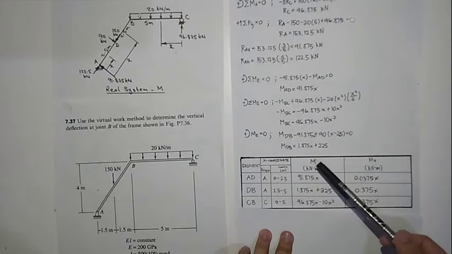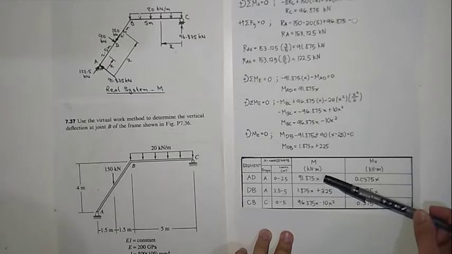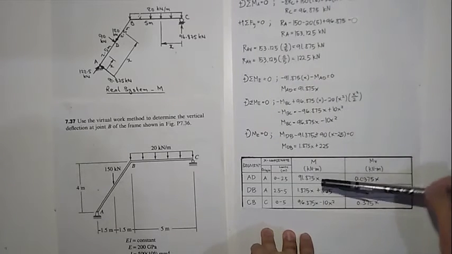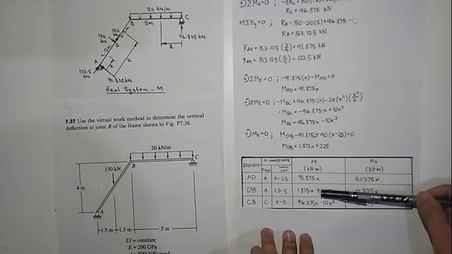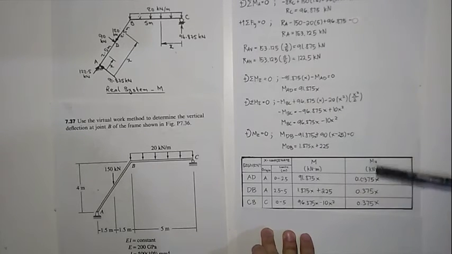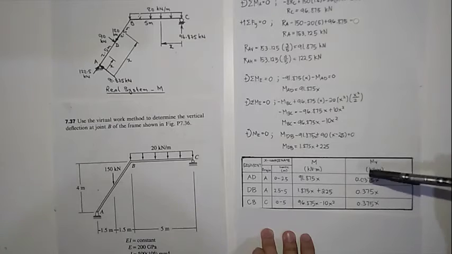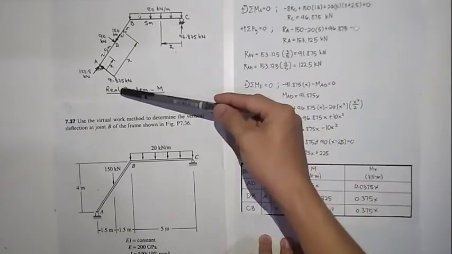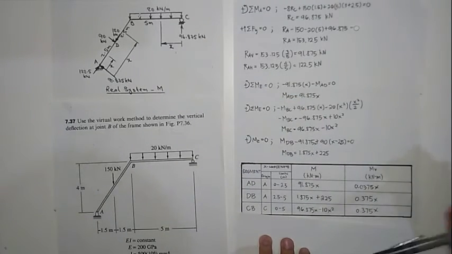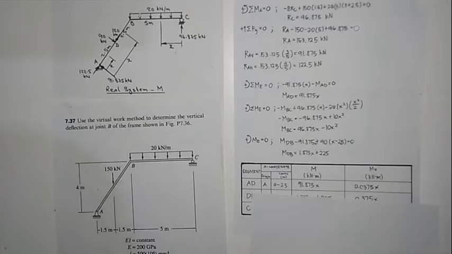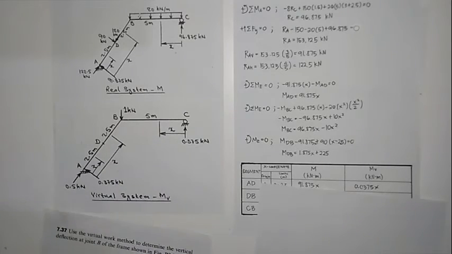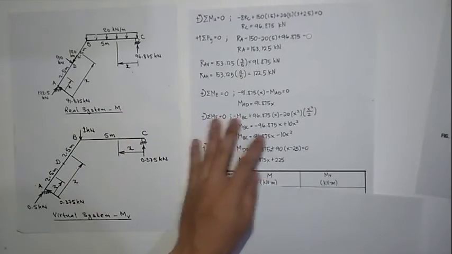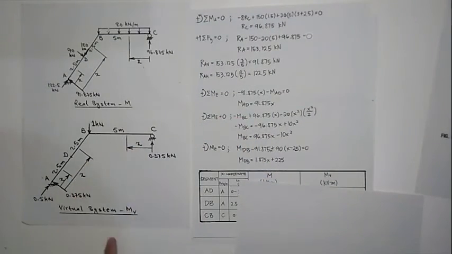Next is ito na po yung na-solve natin kanina na mga equation: 91.875x, ito po ang sa DB at saka ito po ang sa CB. Itong MV, ano po ito? Ito po ngayon ang virtual system. Kasi kanina, ang na-solve po natin ay ang real system. Ngayon, isosolve po natin ang virtual system. Ipakita ko lang po sa inyo. Ito po ang FBD ng virtual system.